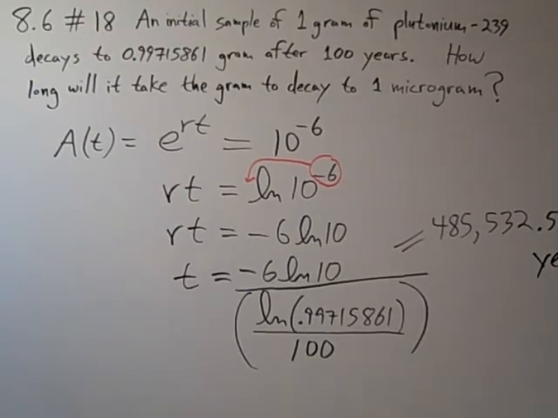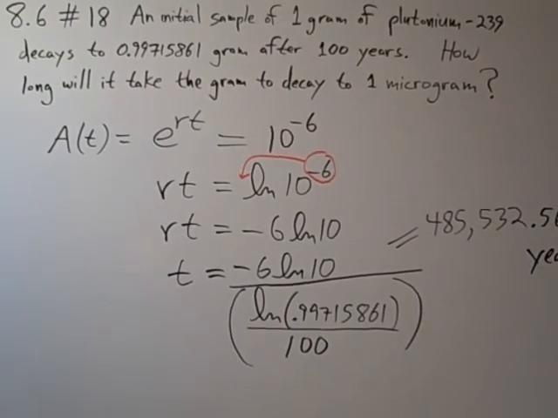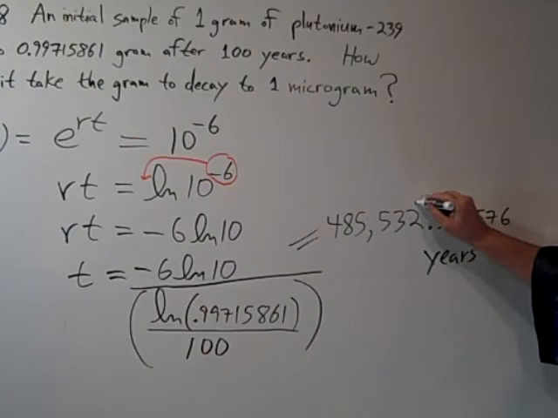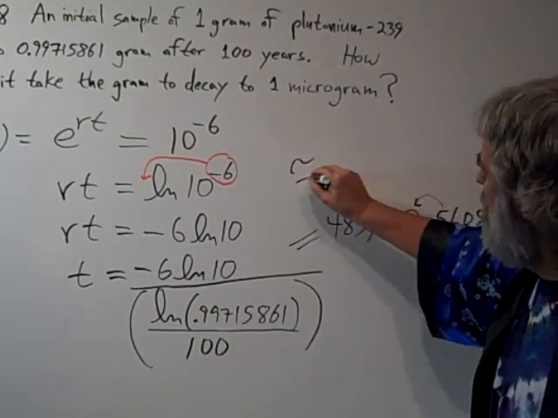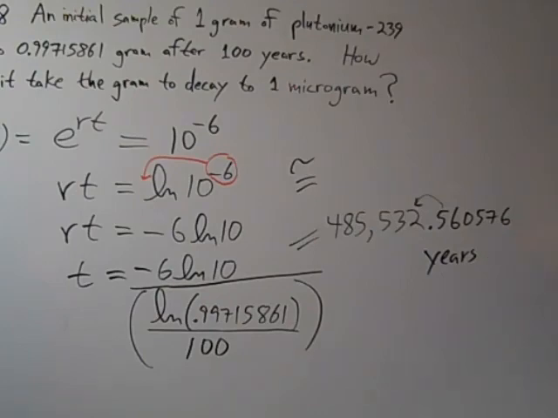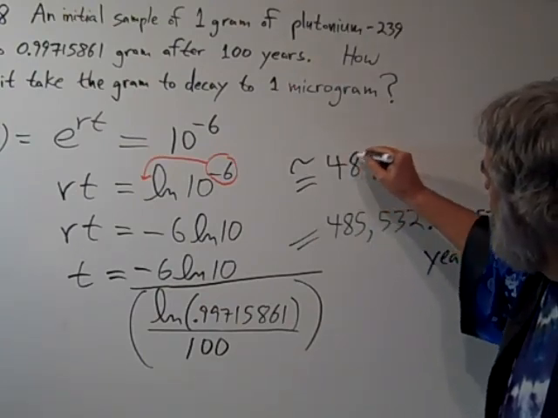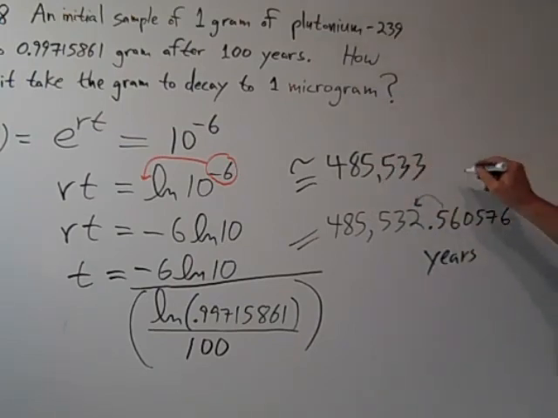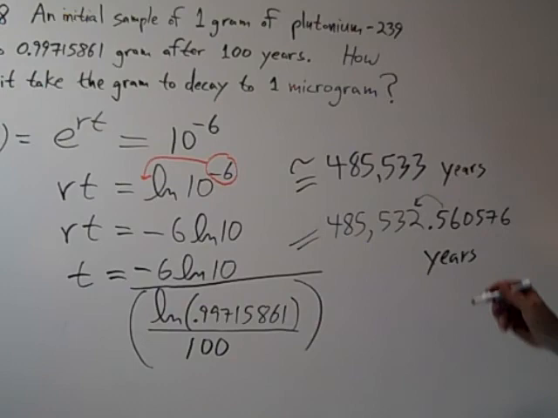So to round off to the nearest year, we'll have to round it up from 2 to 3 here. So to the nearest year, the time it takes to decay to 1 microgram is about 485,533 years. So that's how long it'll take to decay away to that extent.